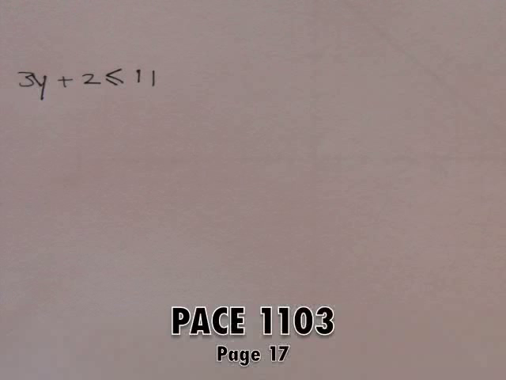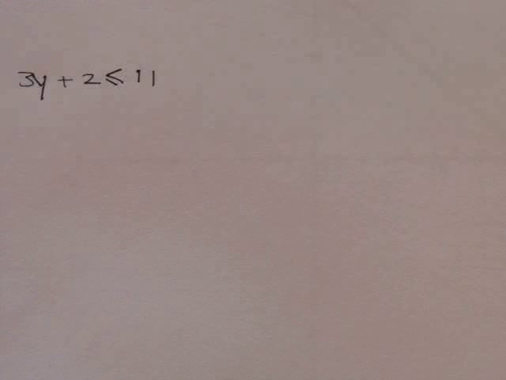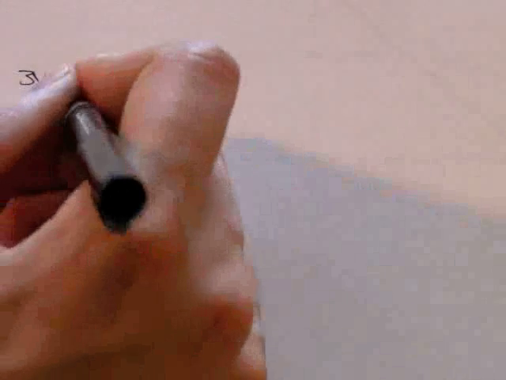Let's solve this inequality. 3y + 2 is less than or equal to 11. What are the values of y that satisfy this inequality? Well, let's just use basic algebra to isolate the y variable. The first thing you do is subtract the 2 from both sides.